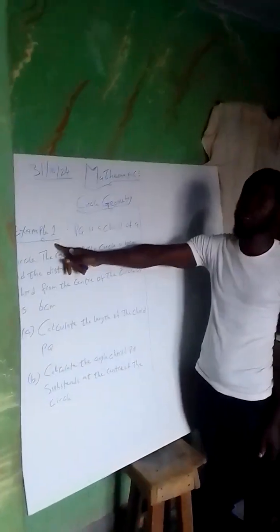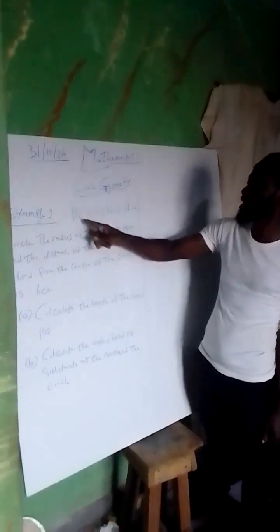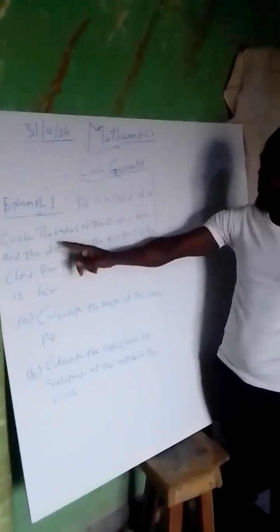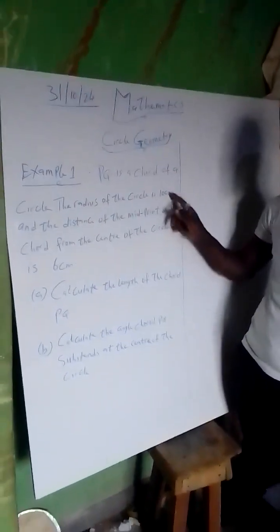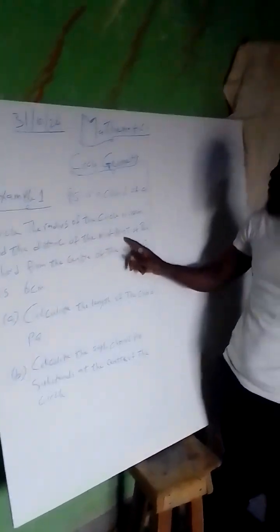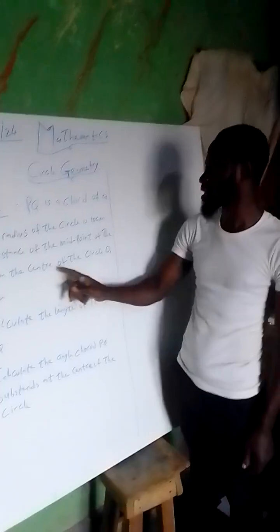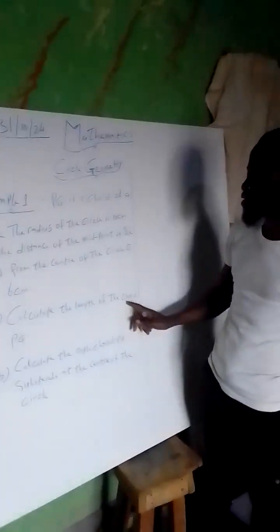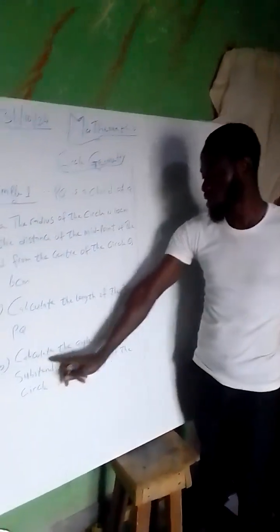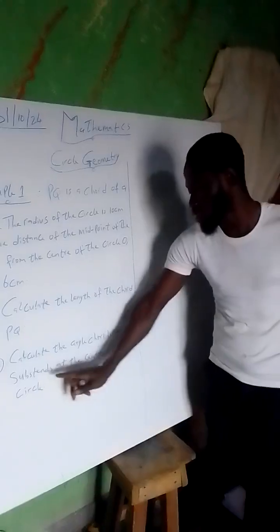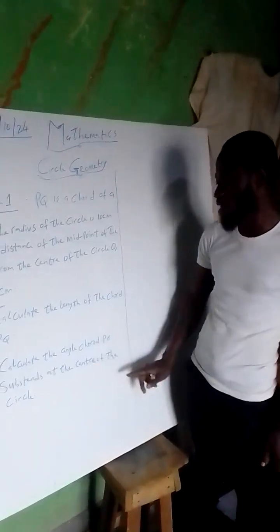So this is our first example. Example 1 is telling us that PQ is a chord of a circle. The radius of the circle is 10 cm and the distance of the midpoint of this chord from the center of the circle O is 6 cm. Calculate the length of the chord PQ. And the second question, calculate the angle chord PQ subtends at the center of the circle.